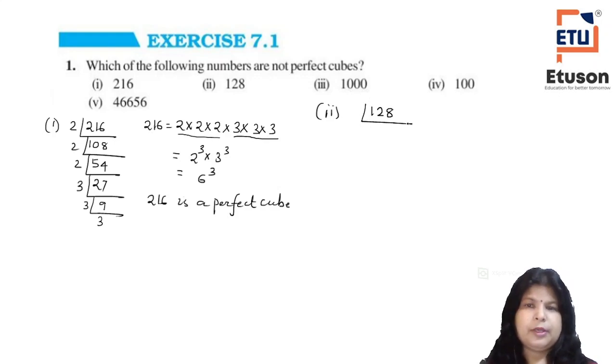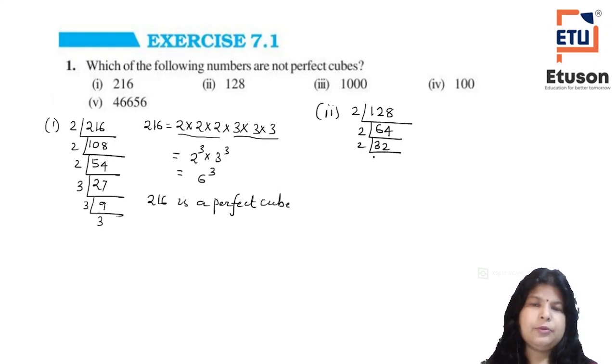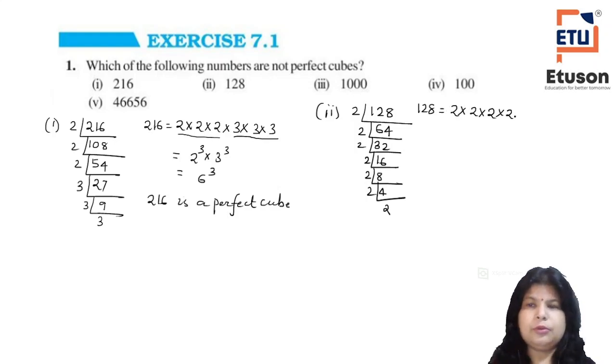Now let us do bit 2, that is 128. Let us find out the prime factors of it. Divided by 2, you get 64. Divided by 2, you get 32. Divided by 2, you get 16. Divided by 2, you get 8. Divided by 2, you get 4. Divided by 2, you get 2.